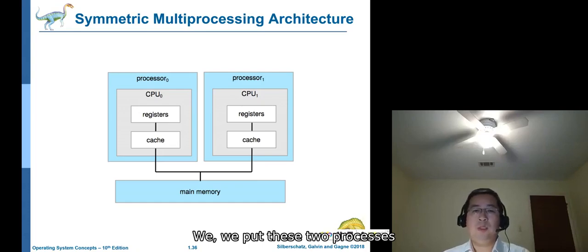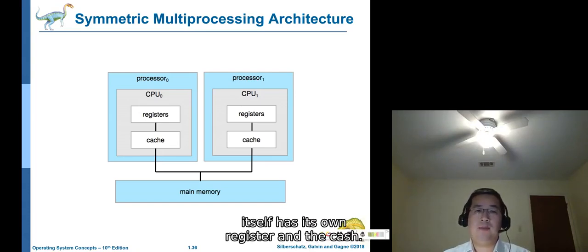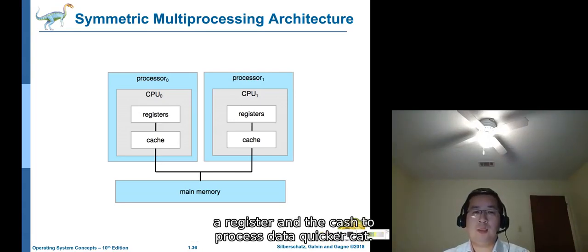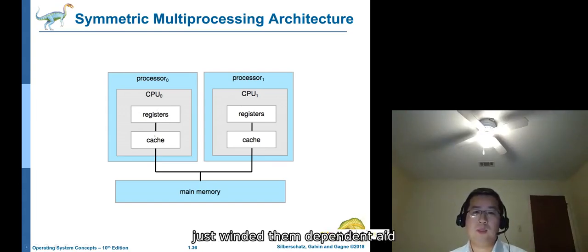We put these two processors inserted on the motherboard, and each processor itself has its own register and cache. The reason is that we want to use register and cache to process data quickly, correct? So we don't want to share, but sometimes we can still share. Later I'll give you one example. Okay, just one example. But they don't need to have their own main memory.